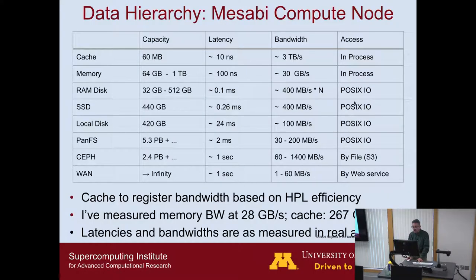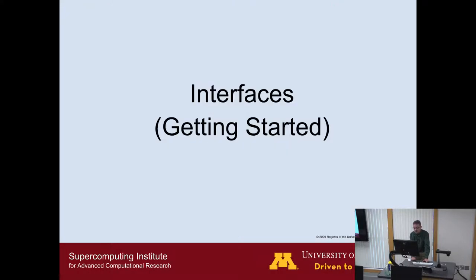For the tiers from RAM disk on up through the shared file system, they're all POSIX compliant, so you'd be using your normal disk I/O. You'd be staging files on that level. And then beyond that, you're going to things like object-oriented store for your workflow, or even URLs, pulling data off. So this is something to keep in mind when you're designing your workflow. Questions on any of this so far?